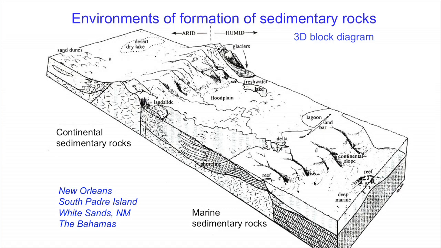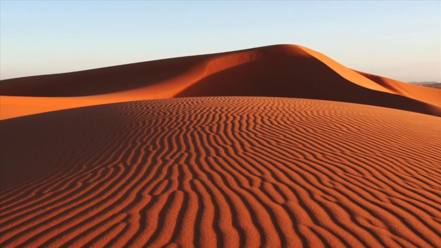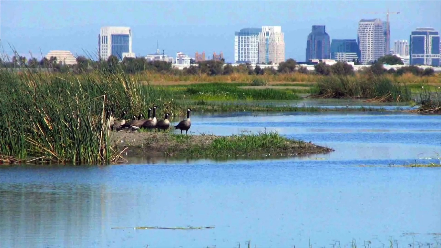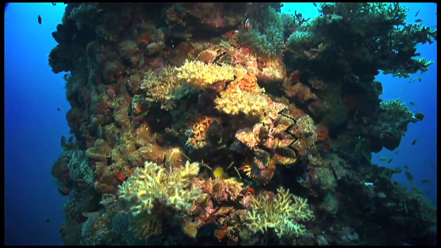There's also different environments here, not just in terms of the climate, arid versus humid, but the settings in which they form. Continental sedimentary rocks versus marine sedimentary rocks. That's as simple as it sounds. Continental sedimentary rocks form on the continents. Marine sedimentary rocks form in the ocean. You've been to many of these environments that are being shown here. If you look around, you go from sand dunes to desert dry lakes to floodplains to deltas to lagoons to reefs to continental slopes.